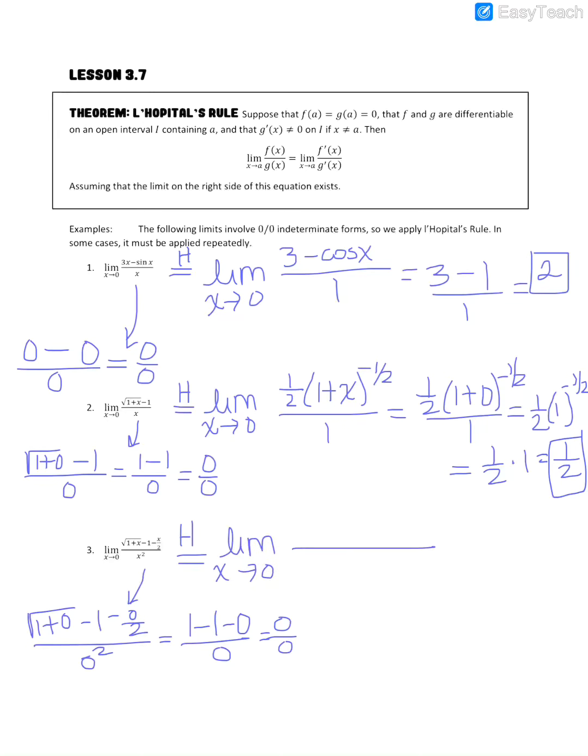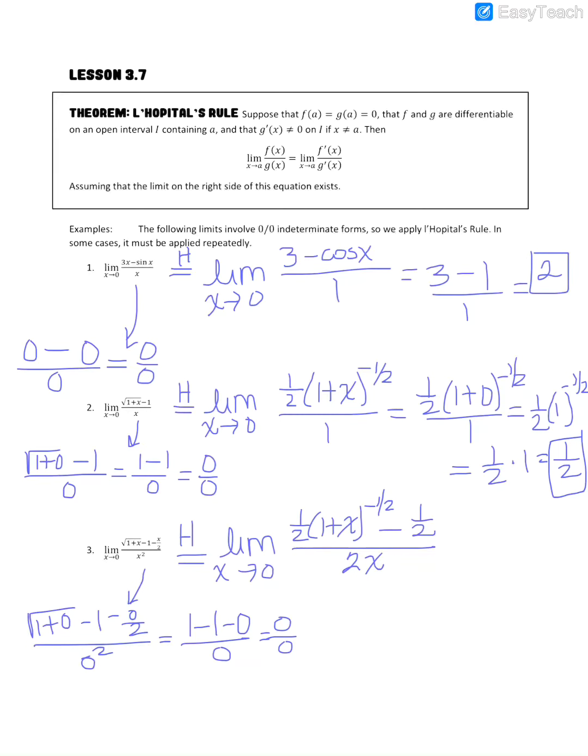Do the derivative of the top. So I have 1/2, 1 plus x to the negative 1/2. The derivative of the 1 is just 0. And then minus, this is x over 2. So remember, it's really like 1/2 x. So the derivative of that is 1/2. And then on the bottom, I have 2x.